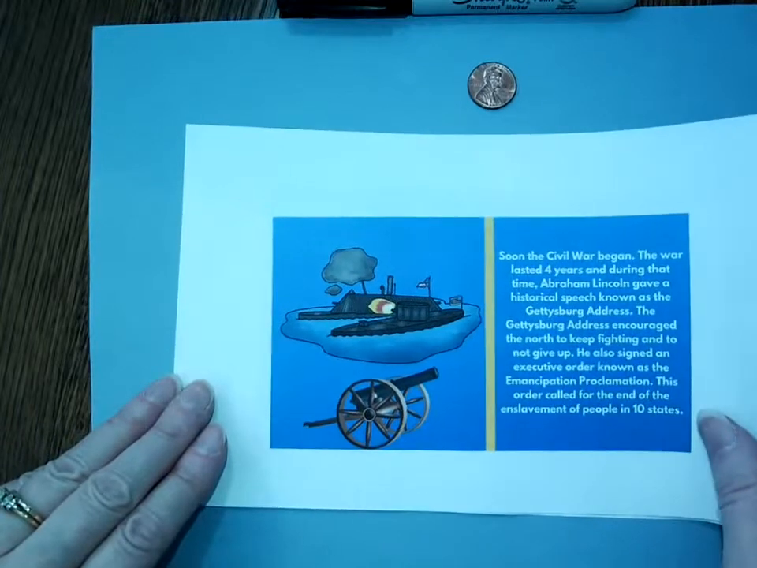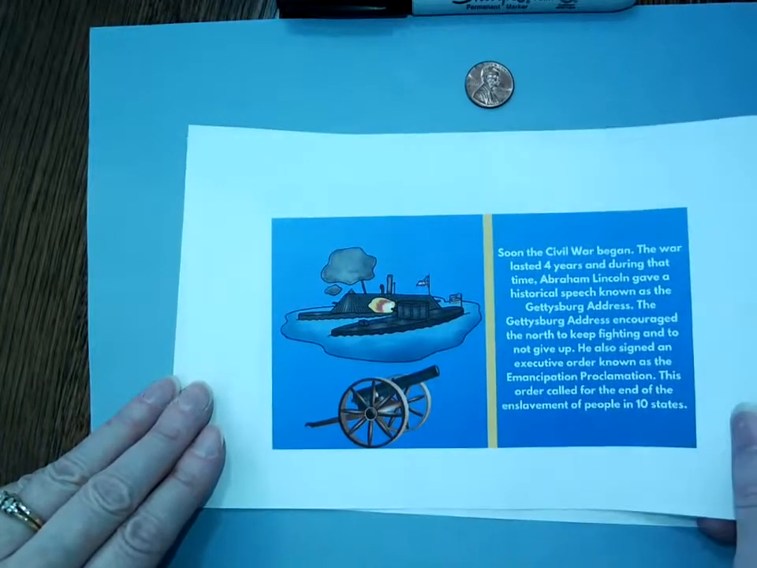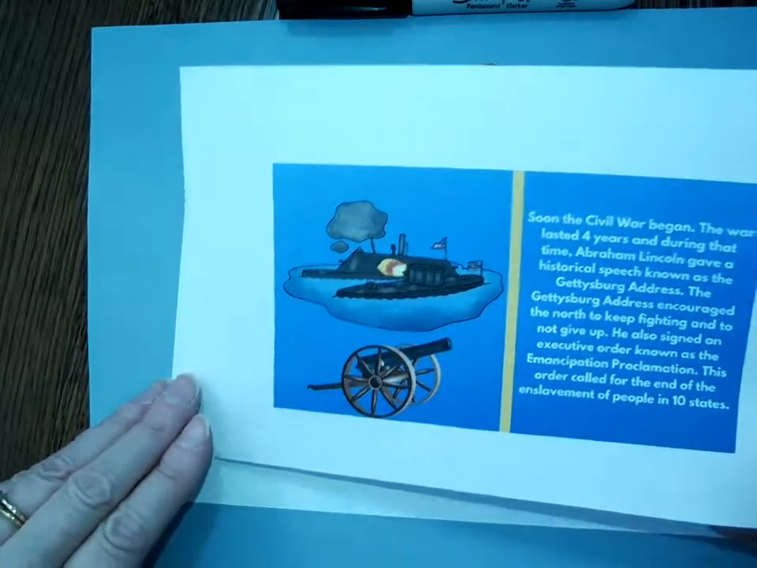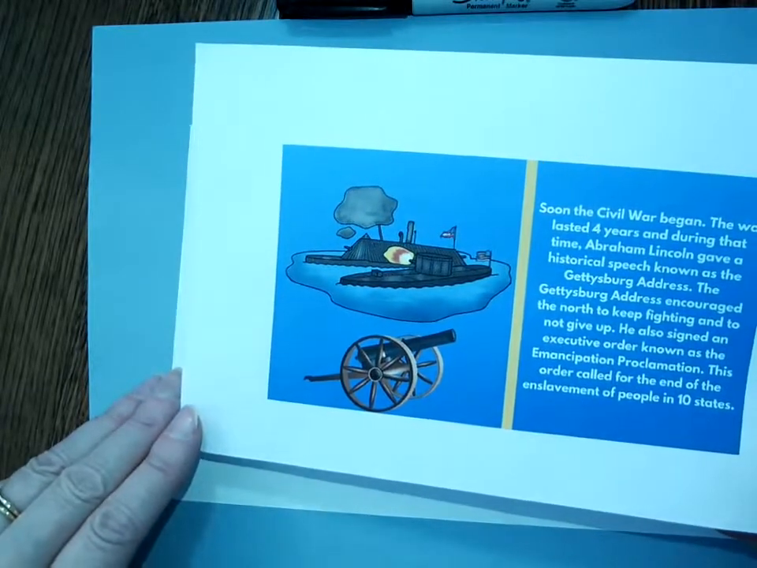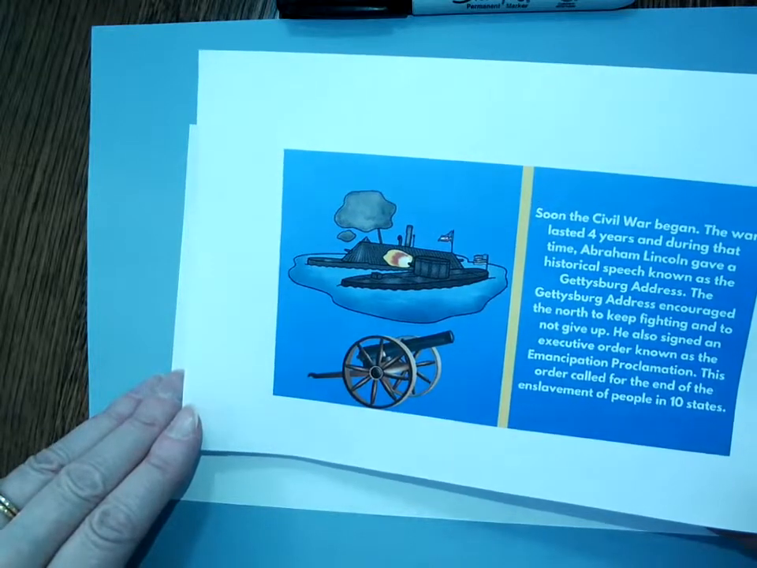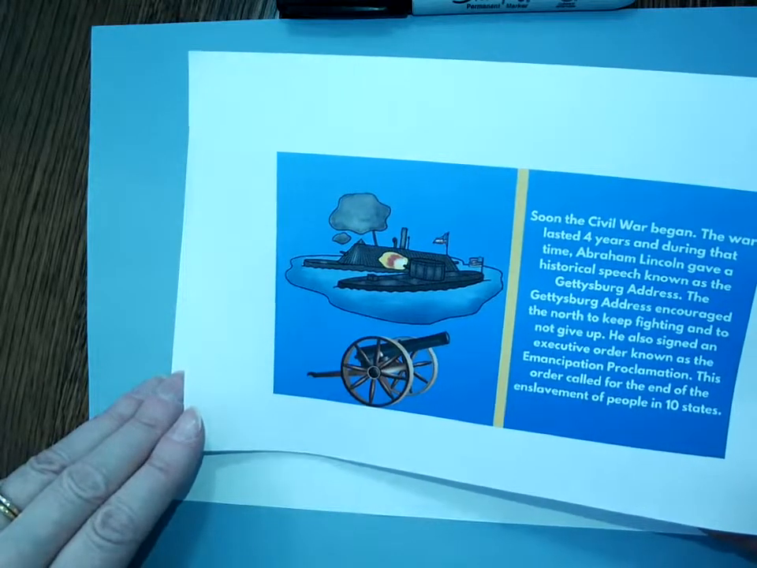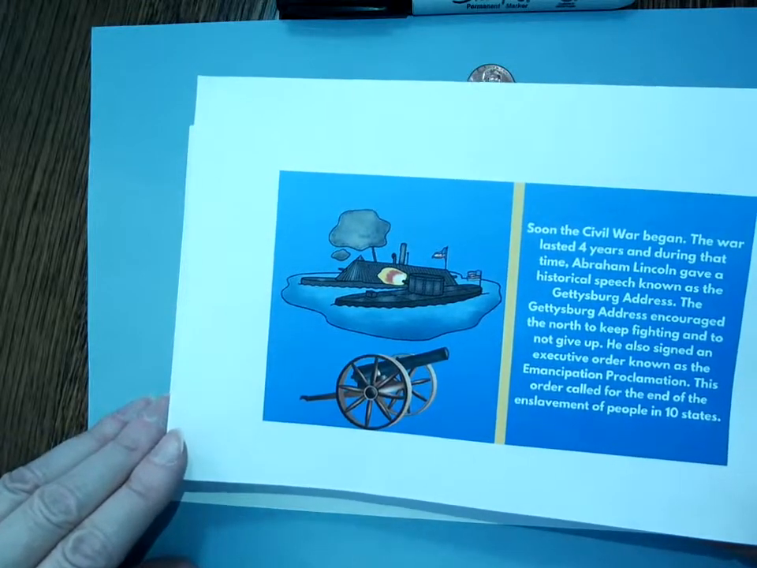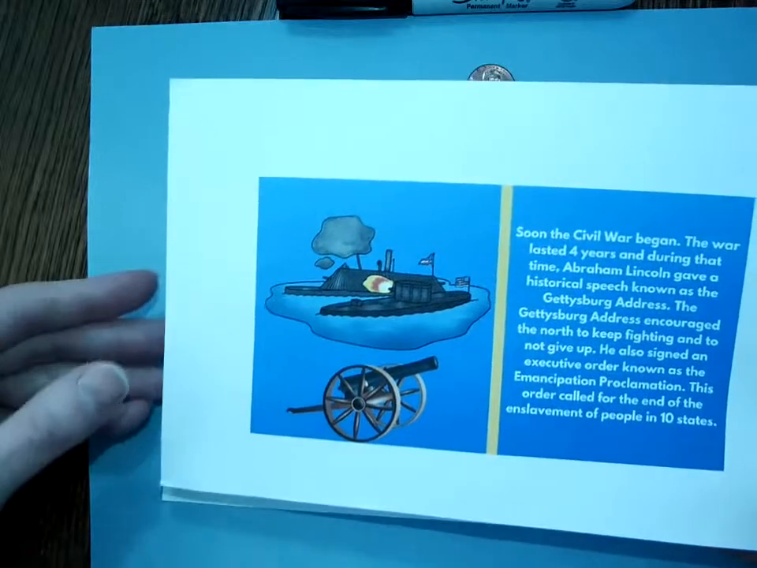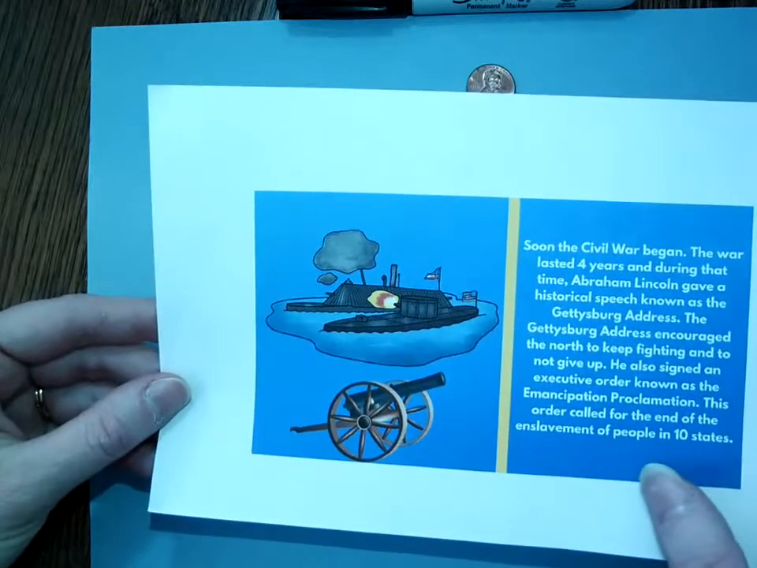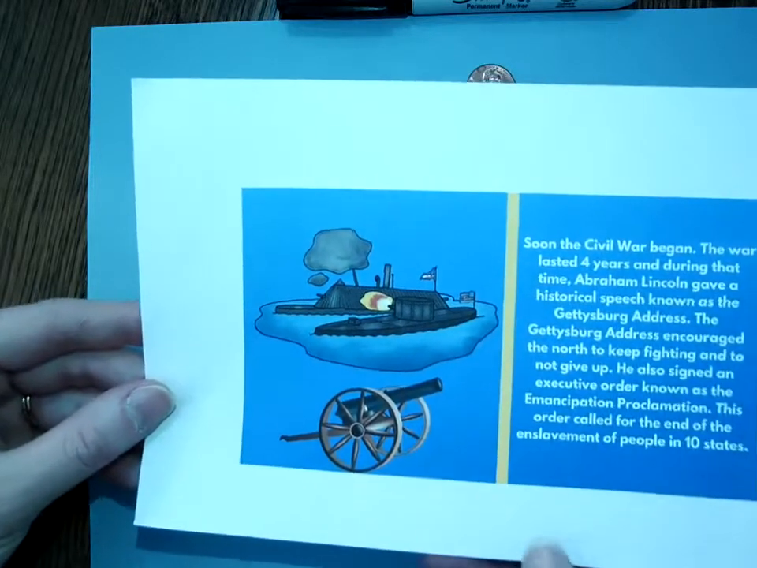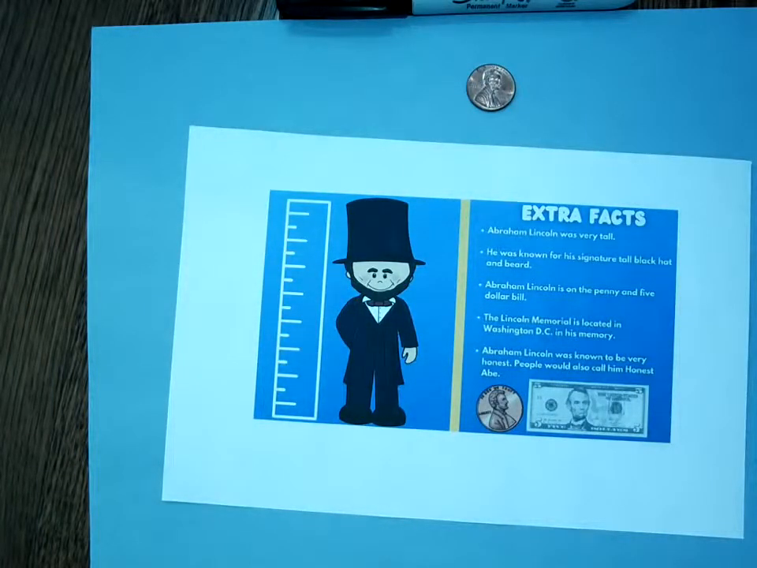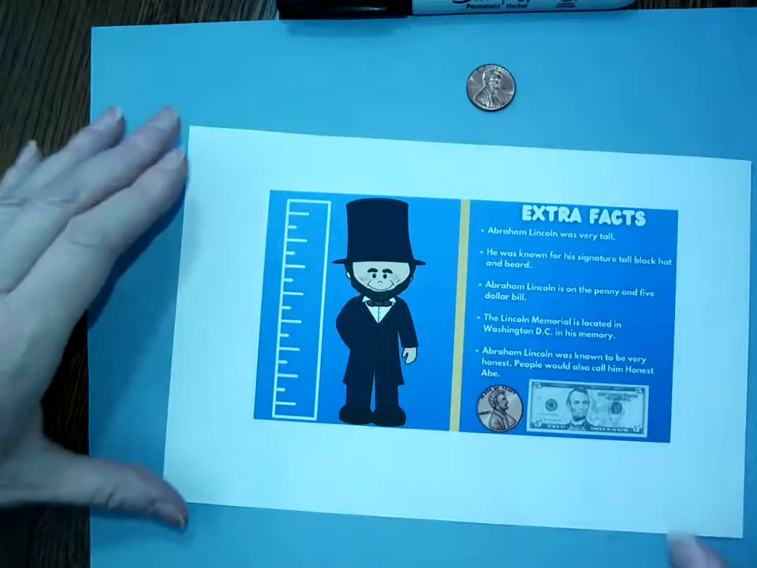Soon, the Civil War began. The war lasted 4 years, and during that time, Abraham Lincoln gave a historical speech known as the Gettysburg Address. The Gettysburg Address encouraged the North to keep fighting and not give up. He also signed an executive order known as the Emancipation Proclamation. This order called for the end of slavery for all people in 10 states. So there was a war, but it ended up helping to cause the end of slavery.